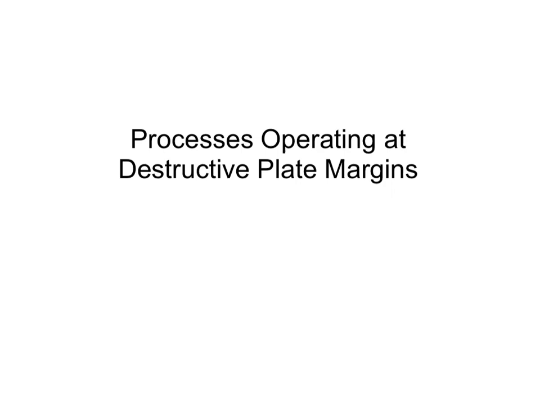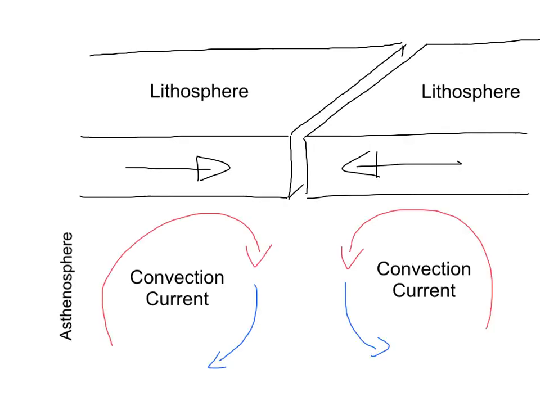This is a short video to try and explain to you the processes operating at destructive plate margins. Now, destructive plate margins occur when two lithospheric plates converge, as you can see in this diagram here. This plate is going in this direction and this plate is going in this direction.